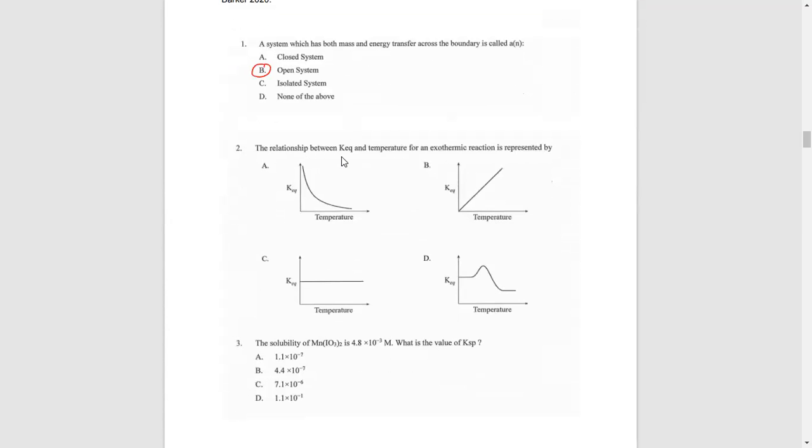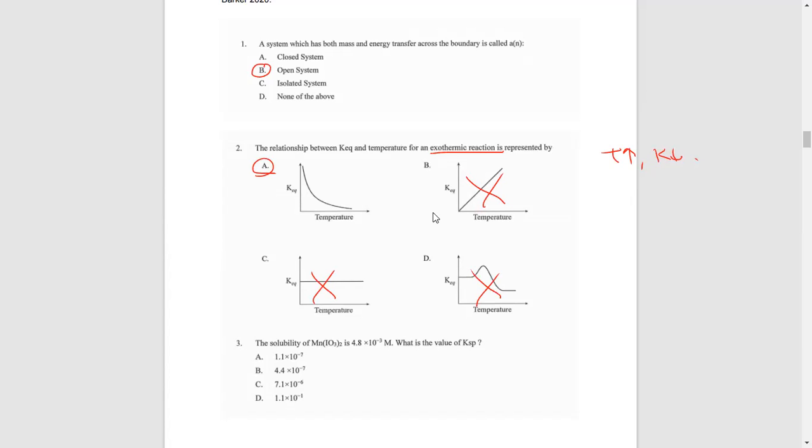You've got a relationship between K and temperature for an exothermic reaction. Now, we discussed earlier, for an exothermic reaction, as temperature goes up, the K needs to go down because it won't want to go to the right as much. And so that pretty much means A is your answer immediately because this is going up, this is not changing, and this is just a red herring with an enthalpy diagram that's trying to confuse you. So A would be the answer. All right.